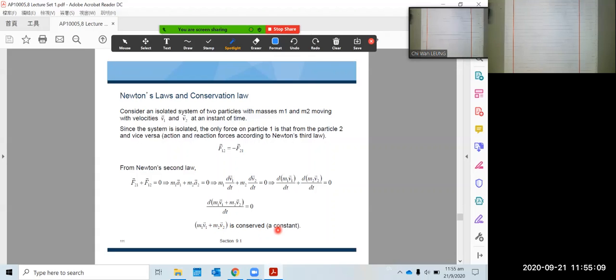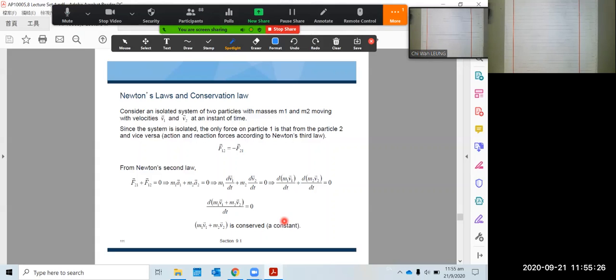And this is basically another conservation law. The first conservation law we learned is the conservation of energy. Energy is not generated or destroyed, it is conserved. You just need to include enough of the system.